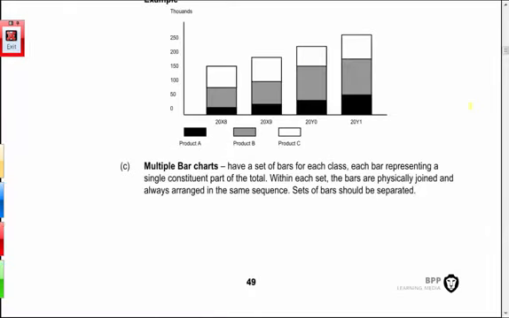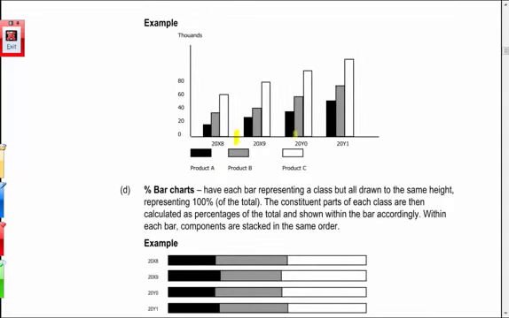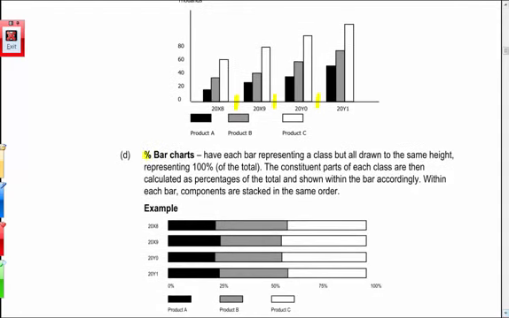The third type of bar chart then is a multiple bar chart, where we have different bars next to each other representing the different products. And you'll notice that there's a clear space between each set of bars, making it easy to identify the different years. Finally then, in the bar chart section, we have a percentage bar chart.